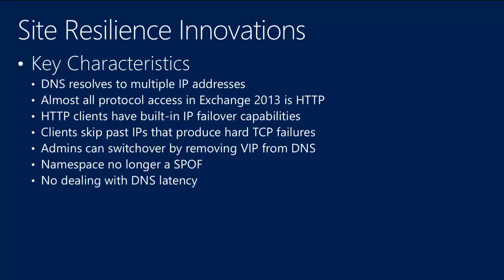The most important thing is, now the namespace is no longer a single point of failure. But more importantly, it also means that in some failure scenarios, depending on your business requirements and your configuration, you don't necessarily need to manually do a switchover anymore. You may be able to get a data center failover out of the system, and that means no dealing with DNS latency. Now, here we are in North America. It sounds silly to talk about dealing with DNS latency because we really don't have a lot of that here.